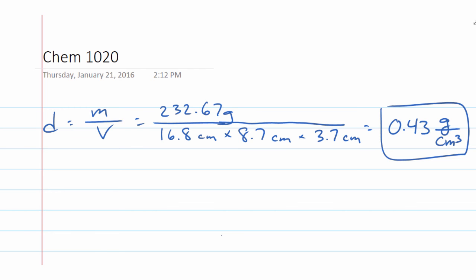Density of water. Anybody know what the density of water is? It's a very convenient number. 1, exactly. In units of grams per cubic centimeter, the density of water is 1 gram per cubic centimeter. You should always, when you calculate a density, ask yourself if it makes sense by comparing it to the density of water, which again has a value of 1 gram per cubic centimeter.